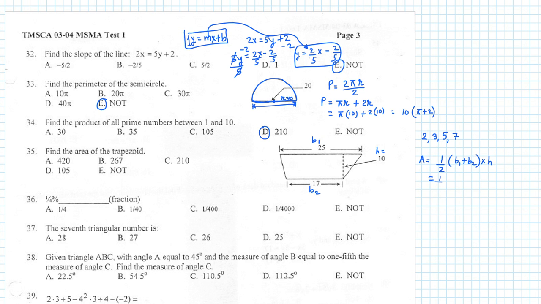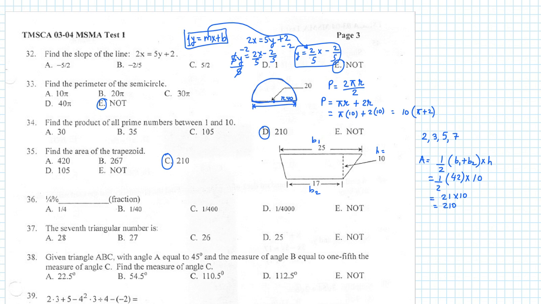So let's plug the numbers. So half times 25 plus 17, which is 42, times the height, which in this case is 10. So 42 divided by 2 is 21. So 21 times 10 is equal to 210. So the answer is C.